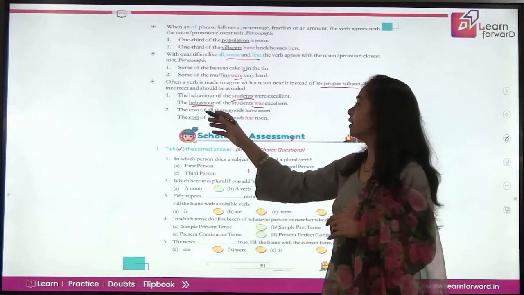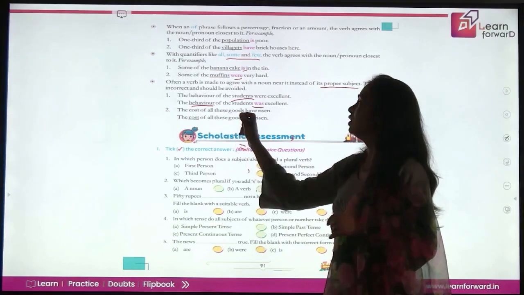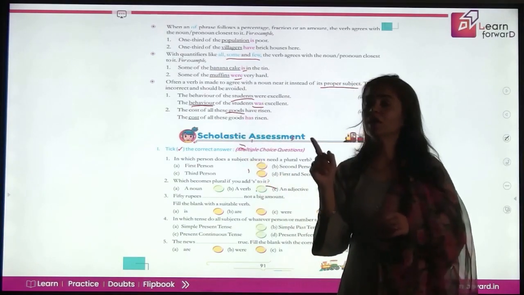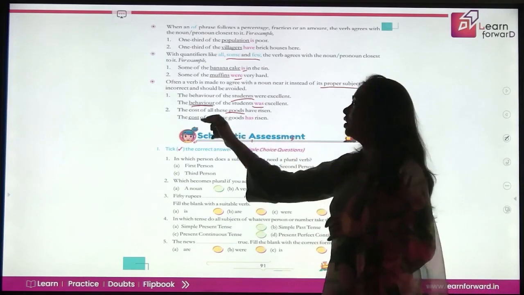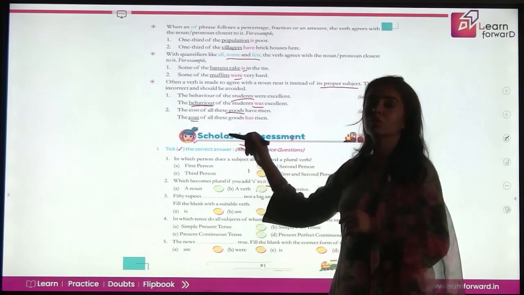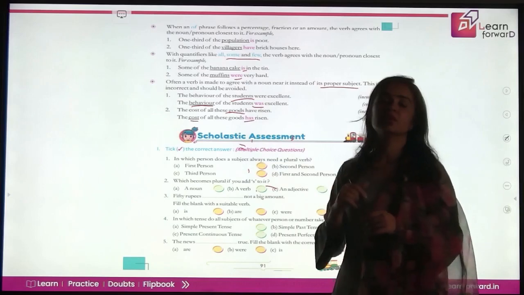Let's look at another example. The cost of all these goods. We are not talking about these goods. We are talking about their cost which is singular. So when we are talking about singular cost, we'll use the singular verb has.